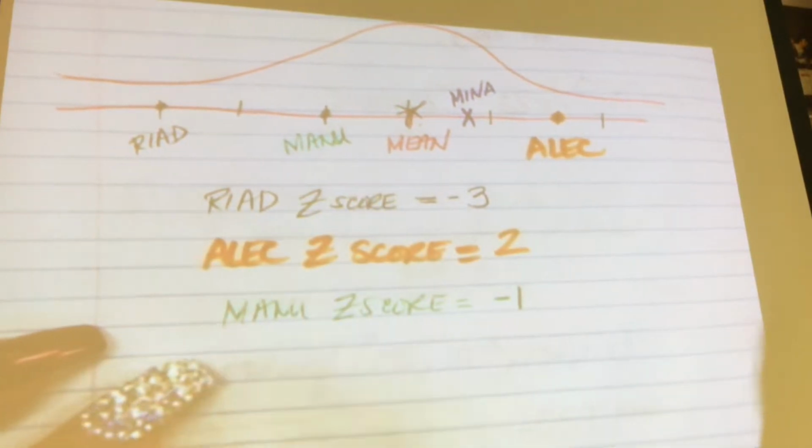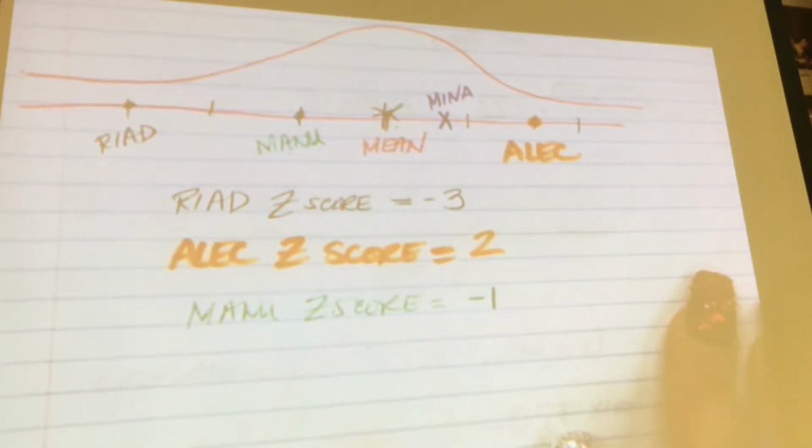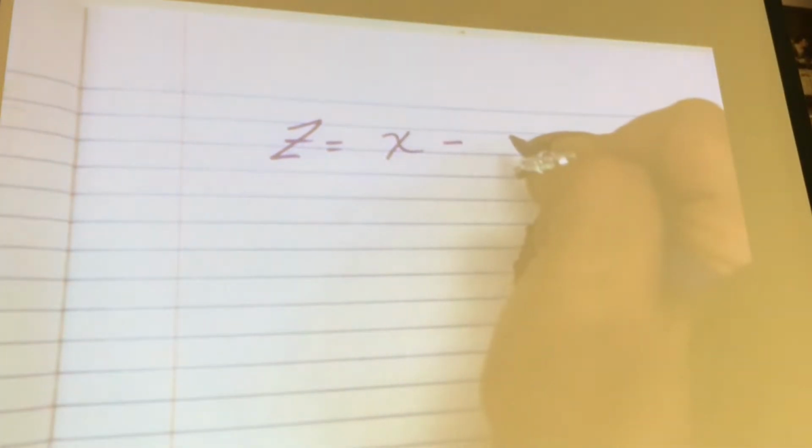We're going to use a formula to find the Z-score of any value on our chart. Here we go. This is the formula. Please use your colors to make it stand out. If I want to find the Z-score of any value, I put the value minus the mean.